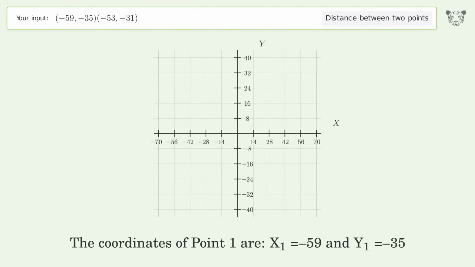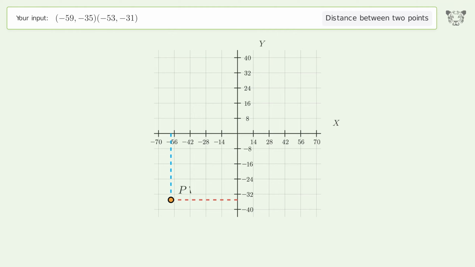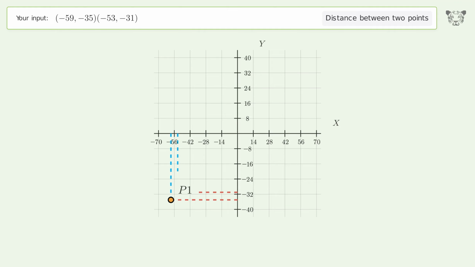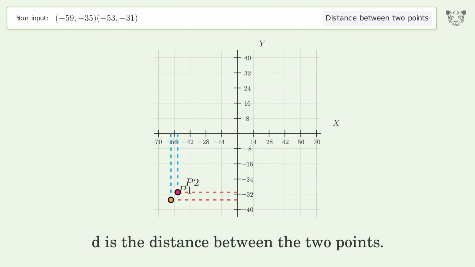The coordinates of point 1 are x1 equals -59 and y1 equals -35. The coordinates of point 2 are x2 equals -53 and y2 equals -31. D is the distance between the 2 points.